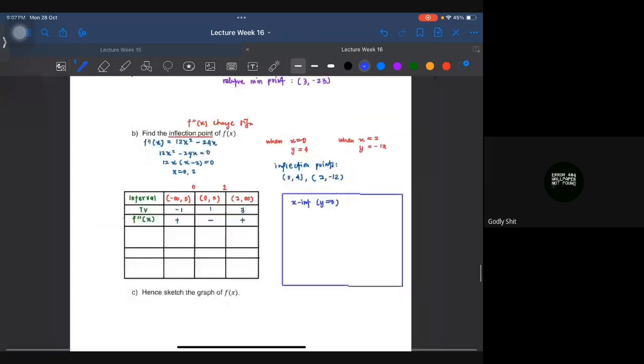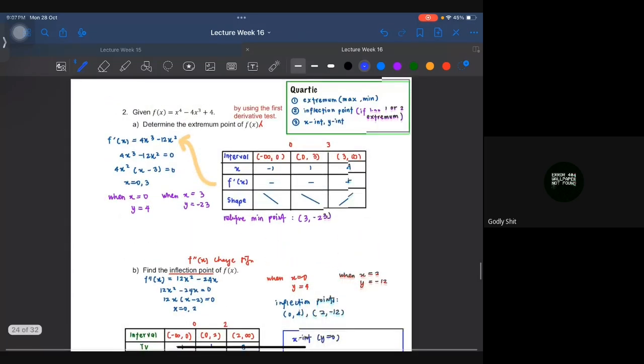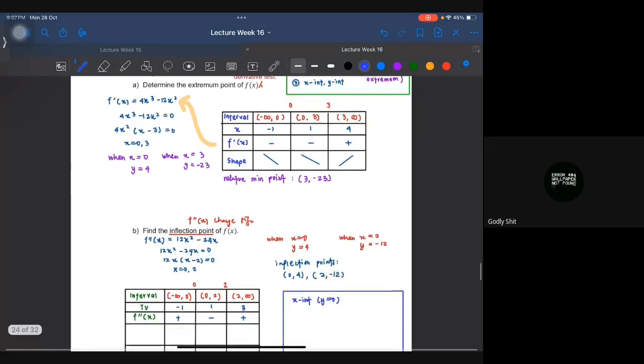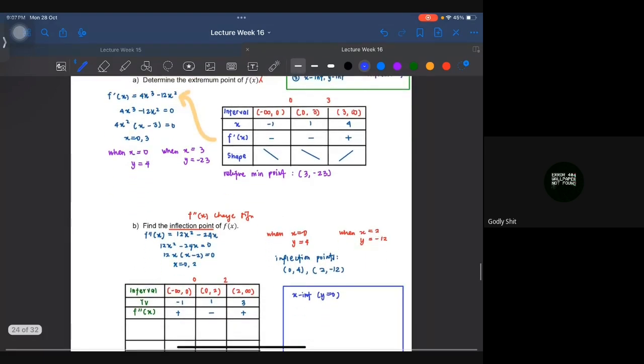Okay, so what is our function? Original function kita apa? X power 4 minus 4x cubed plus 4.